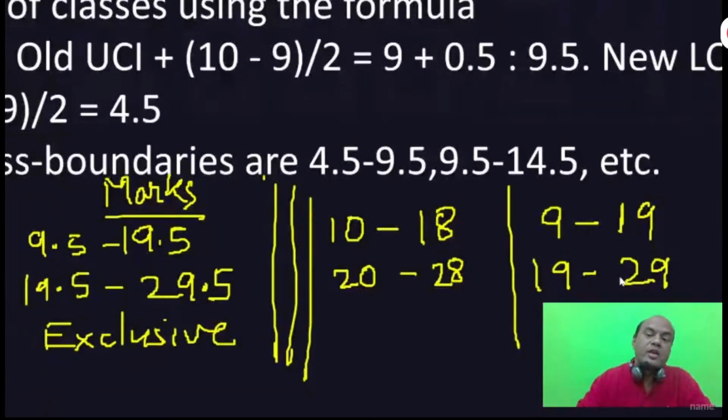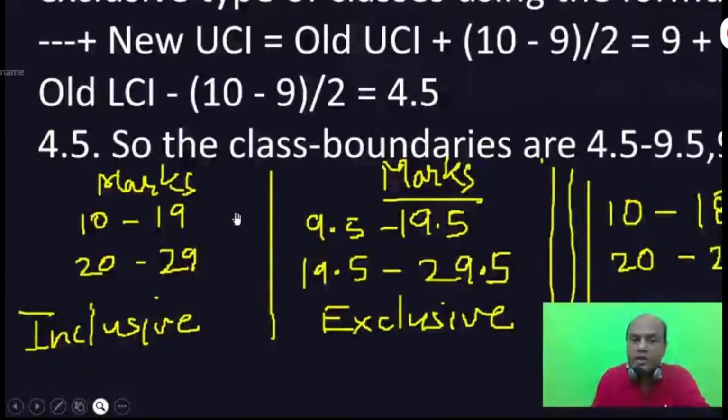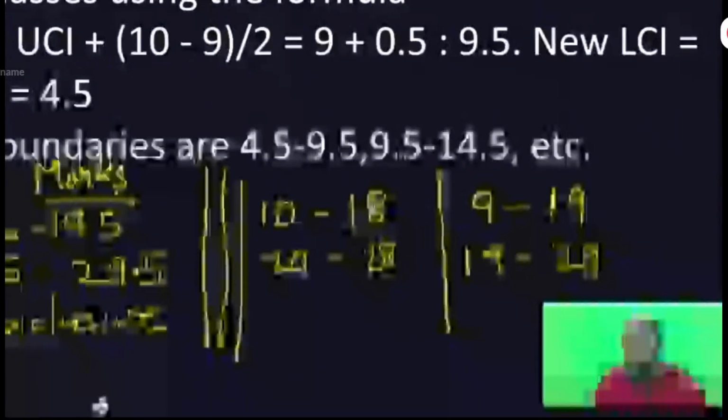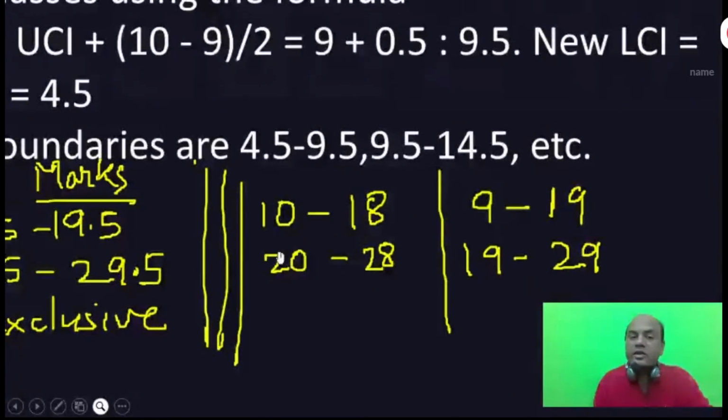Move on. So I have to convert this inclusive group to exclusive group now. How will I convert this? Inclusive to exclusive. See, what did we do earlier? We took 0.5 over here, 0.5 over here. Why did we take 0.5? Because the difference between 19 and 20 was only 1. Now here, the difference is 2, between 18 and 20. So in this case, take the center.